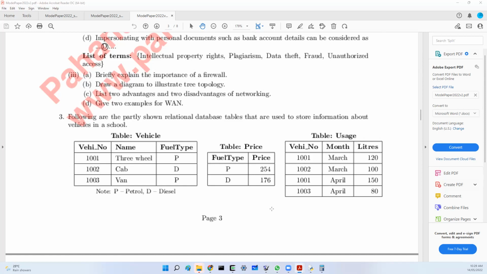38,100. How did we get that? 254 multiplied by 150. So we have diesel 176 into 150. Okay. Yeah, good.